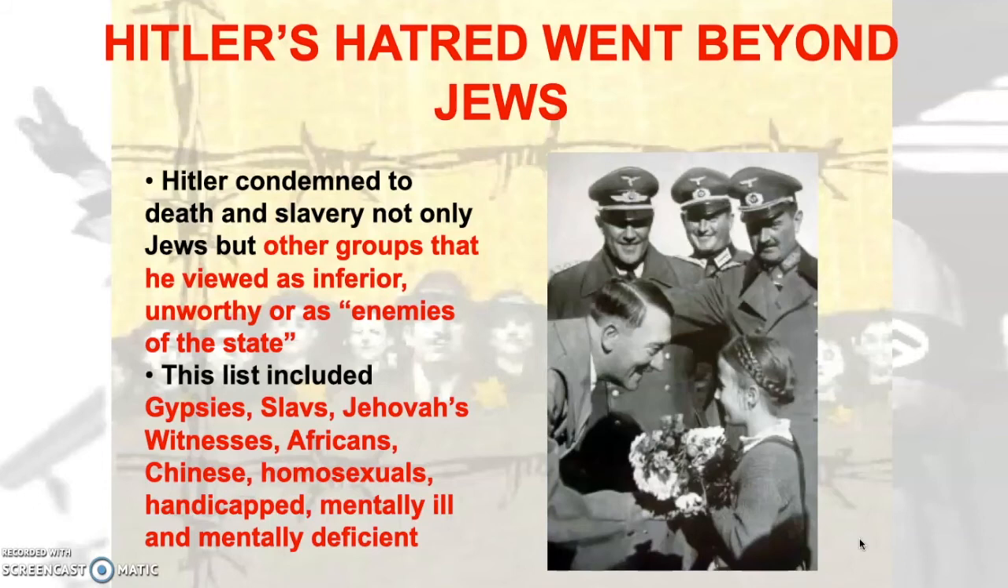Like I mentioned earlier, Hitler's hatred went beyond Jews. So Hitler condemned to death and slavery not only Jews, but other groups that were viewed as inferior enemies of the state. So these were gypsies, people who were of Slavic descent, Jehovah's Witnesses, Africans, Chinese, homosexuals, handicapped, mentally ill, and mentally deficient. So he did not like those people either, and they would also be killed.